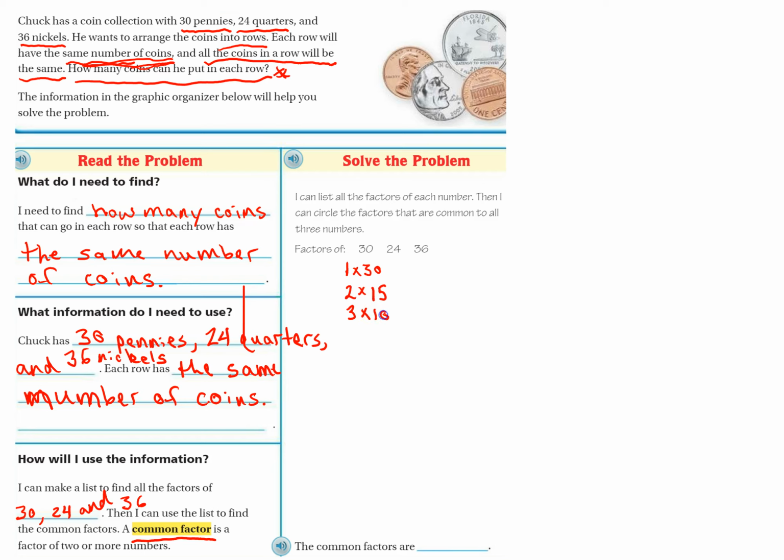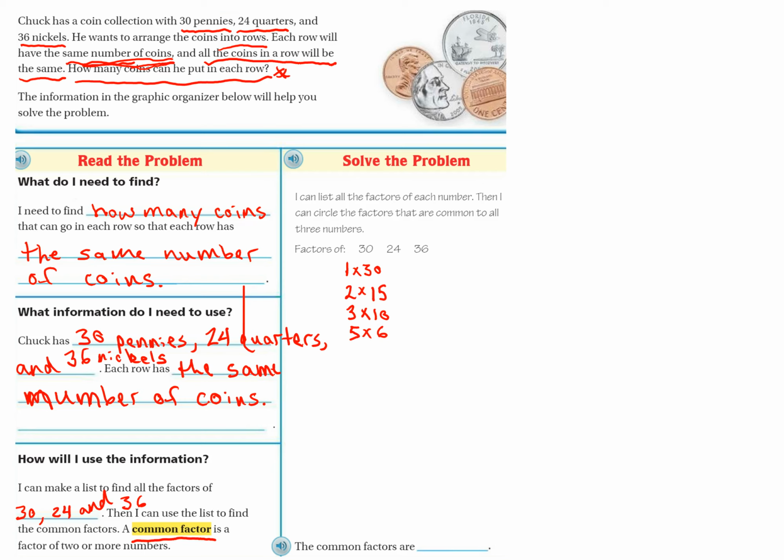3 times 10. Okay, what about 4? Well, if I jump up to 40, I know that's too big, but I take 4 away, that brings me down to 36. I take 4 away again, that brings me down to 32. I take 4 away again, that brings me down to 28. I'll never land on 30 if I count by 4, so 4 is not going to work. What about 5? Yeah, 5 will work. 5 times 6.